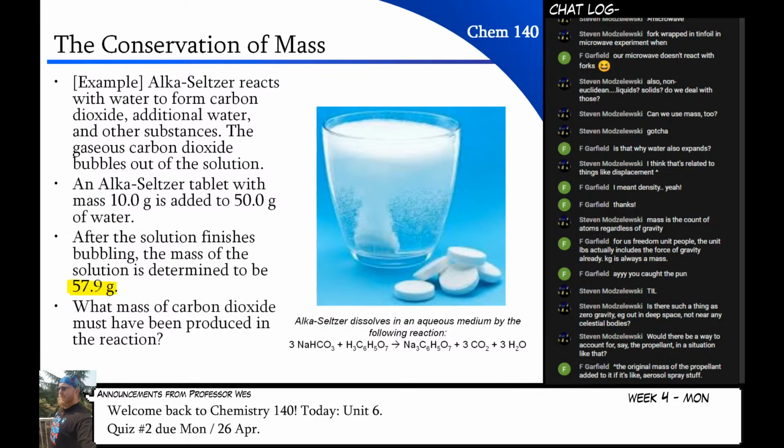Going back to this question, if I started up here with these materials... Oops, where did my pen go? I'm using the wrong end of the pen, that's why. If I started with this much stuff here, this is 60 grams, but here I only have 57.9. So the missing, I'm going to put it in scare quotes, missing 2.1 grams must be the CO2 that escaped.